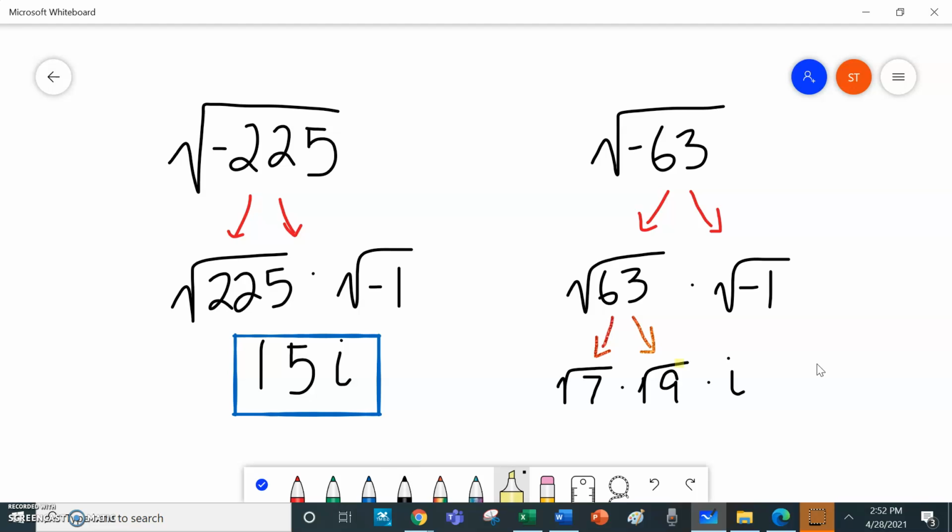So I can take the square root of 9. The square root of 9 is 3. I can't take the square root of 7, so that's going to stay. So when I rewrite this, the order is going to change up. I'll end up with 3, because the square root of 9 is 3, square root of 7, I can't simplify that, i. And that would then be the final form of the square root of negative 63.